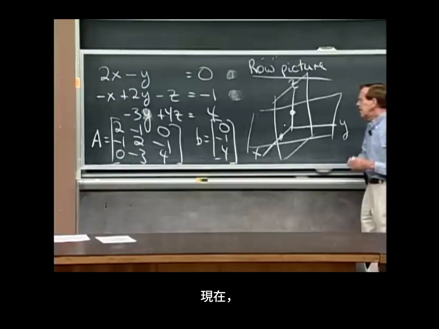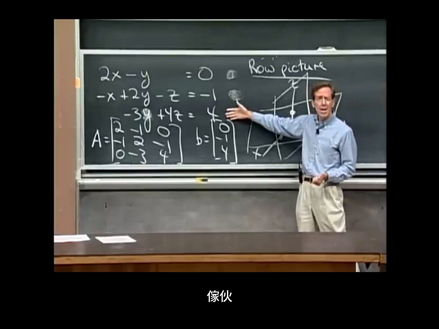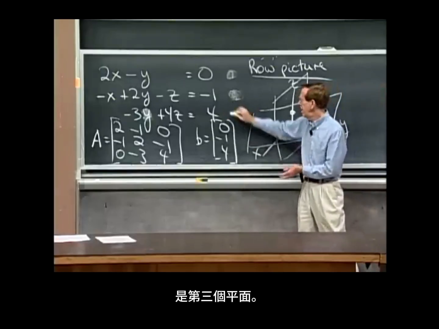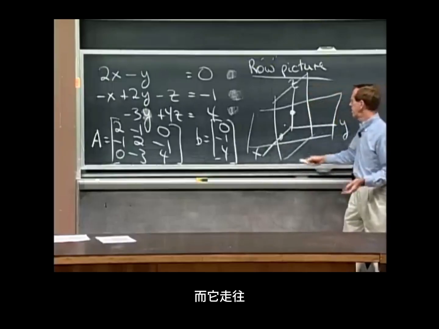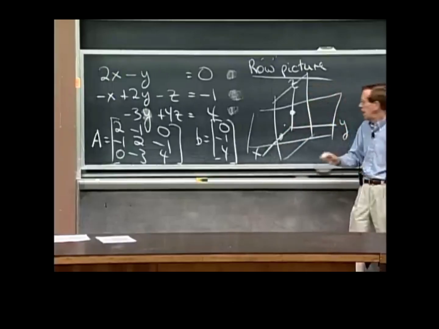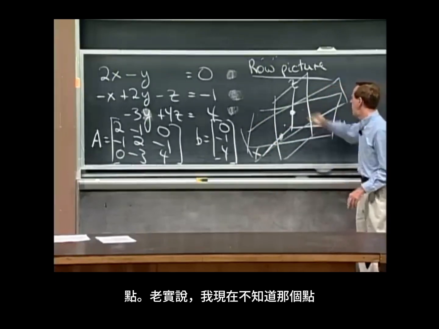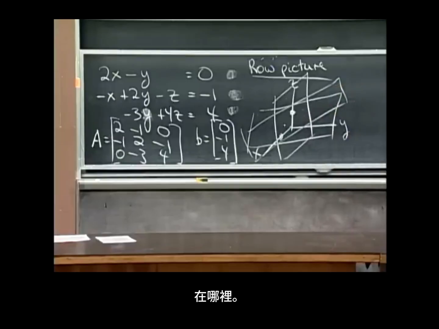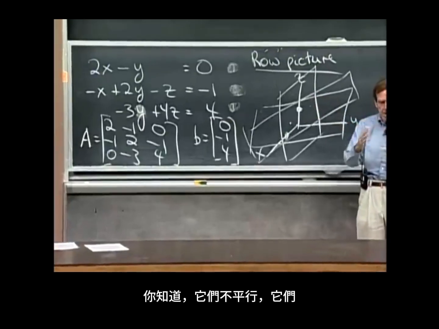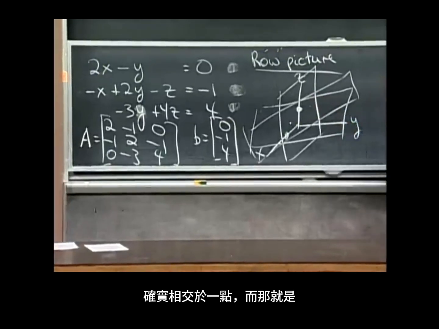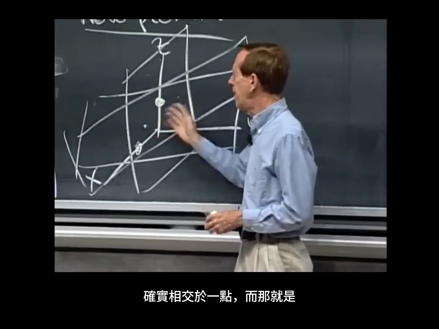And now the third guy is a third plane, and it goes somewhere. Okay, those 3 things meet in a point. Now, I don't know where that point is, frankly, but linear algebra will find it. The main point is that the 3 planes, because they're not parallel, they're not special, do meet in one point, and that's the solution.